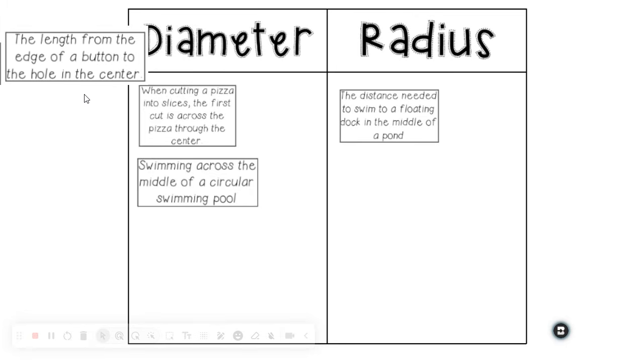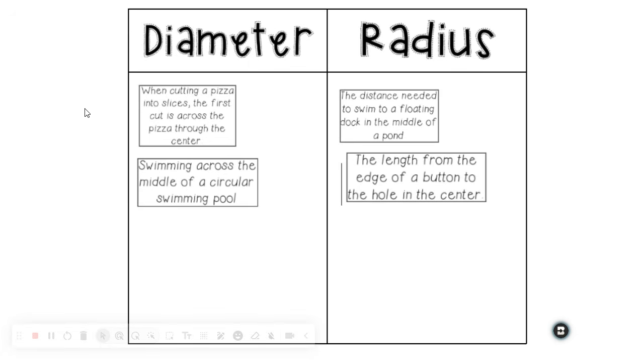The length from the edge of a button to the hole in the center. So if you're going from the edge of a button to the hole in the center, would this be diameter or radius? This would be radius because you are going to the hole in the center, not through it.